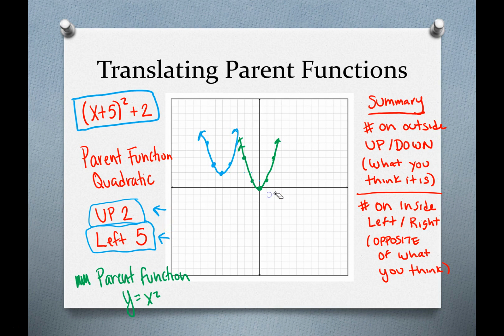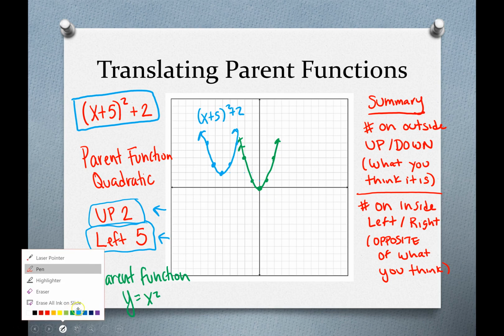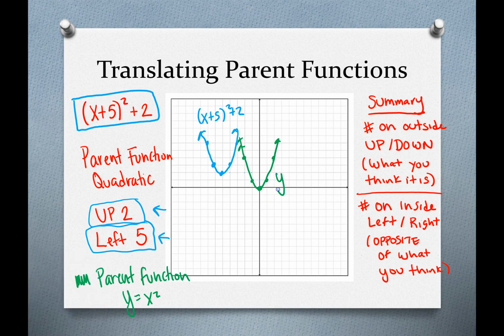And so I have it here, right? In blue, this is my function (x plus 5) squared plus 2. And in green, I have just my parent function, which is y equals x squared.